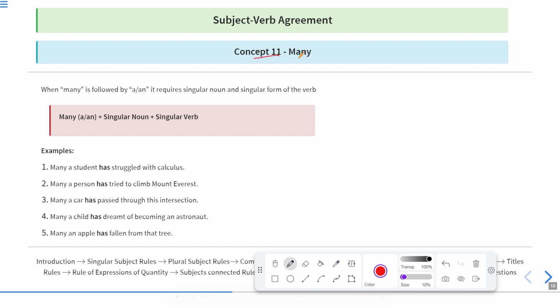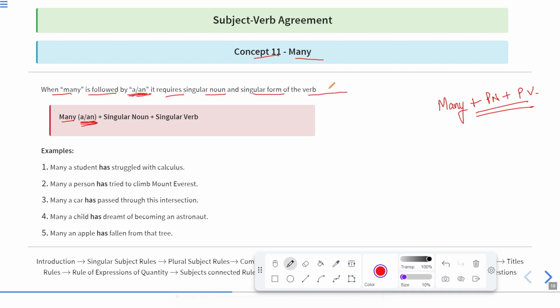Here is concept number 11. There is many. So, use of many. We have already discussed that with many we use a plural noun and plural verb. With the word many, if it comes alone, many is an indefinite adjective. After this, we have a plural noun and plural verb. This we have already considered in the case of indefinite pronouns or the quantity expressions. But whenever many is followed by a or an, it requires a singular noun and singular form of the verb.